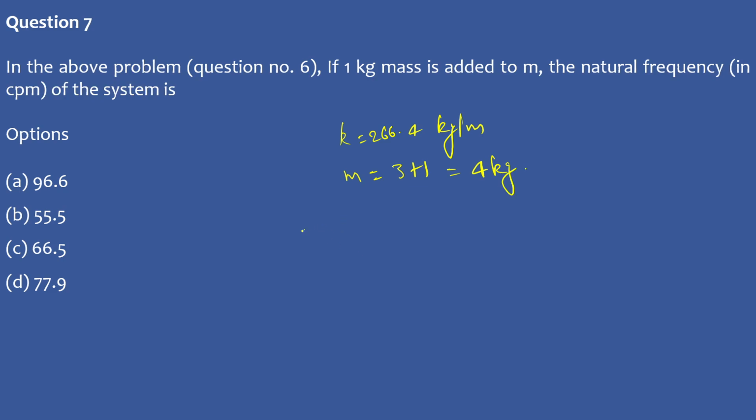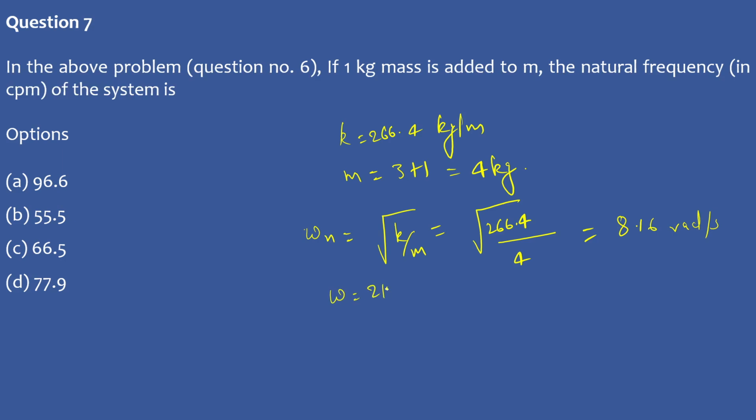Now it's straightforward. The natural frequency of the system, omega n, is none other than the square root of K by m, and your K is 266.4 kg per meter. Your mass is 4 kg. Your answer divided by 4, root over the answer, is 8.16 radian per second. And we know omega is 2 pi f, so f is omega by 2 pi.